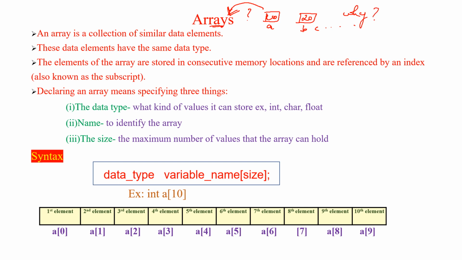Why do you want an array? What is meant by array? An array is nothing but, I can tell that it is an ordered series, or it can be an arrangement. So in C, an array is defined as a collection of similar data elements. Let me put it in this way.